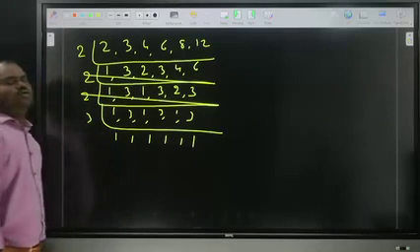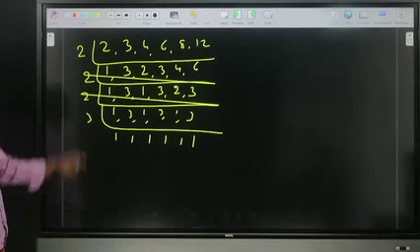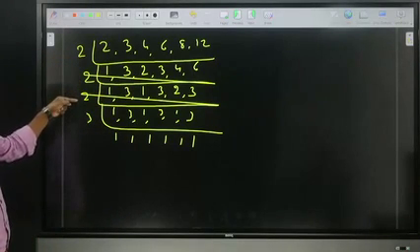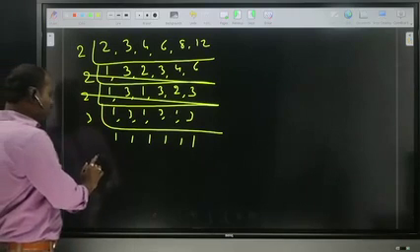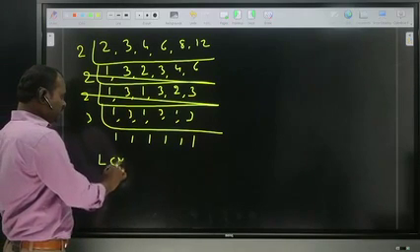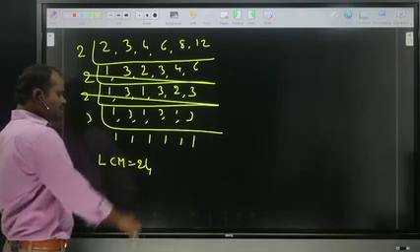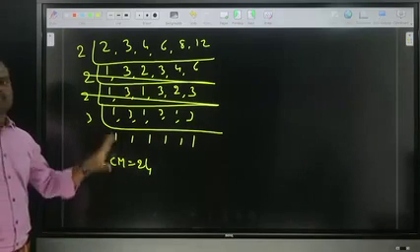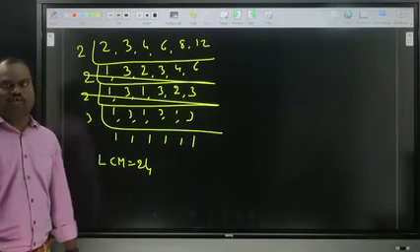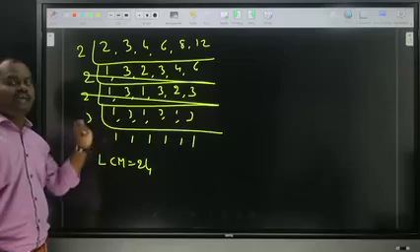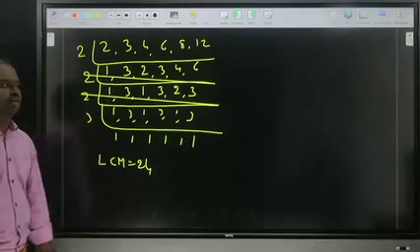Now what is the LCM? We multiply all of these: 2 twos are 4, 4 twos are 8, 8 threes are 24. So the LCM is 24. This is the very general method we learned in school maths also. Always we should prefer prime numbers.